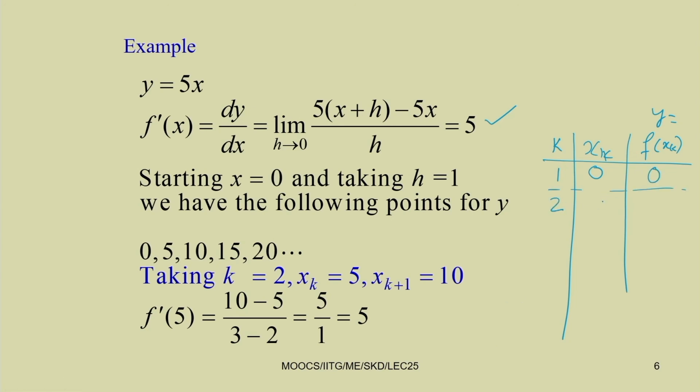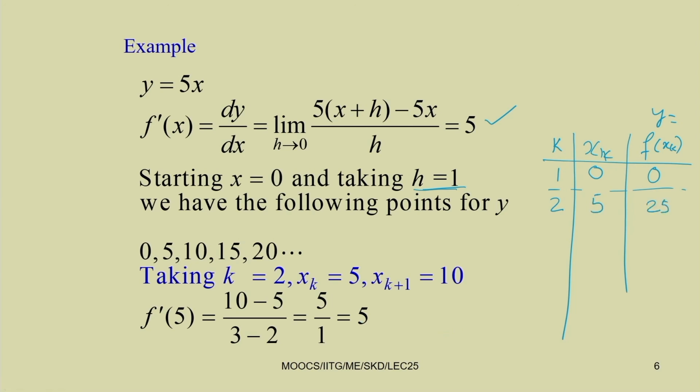So x2 becomes, by taking k equal to 2, you substitute here. Initially we have taken x equal to 0, and now for the next value, the difference h we have taken is 1. So this becomes 5 into 1, so this becomes 5. If x equal to 5, this becomes 25.